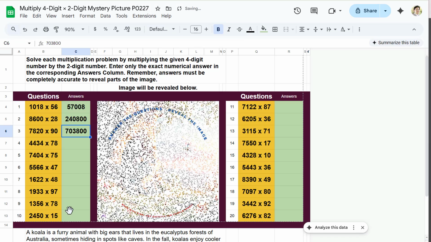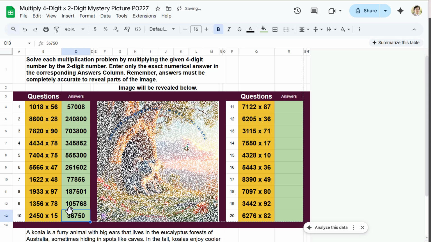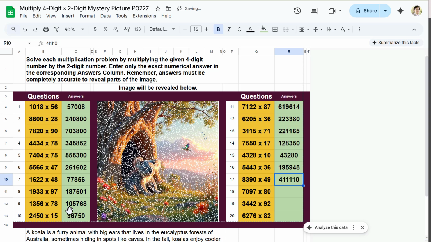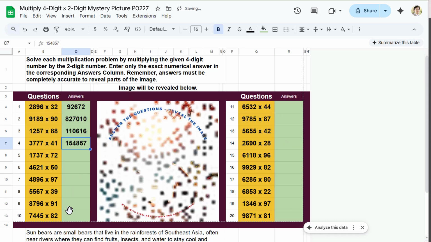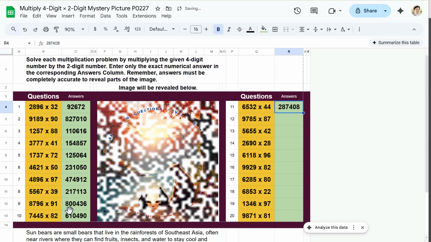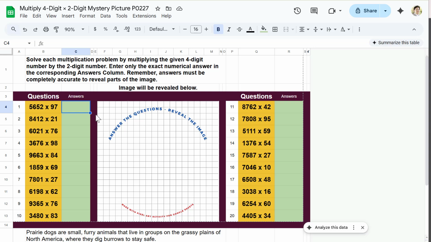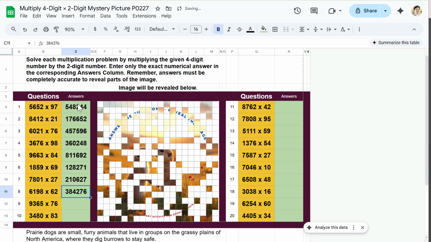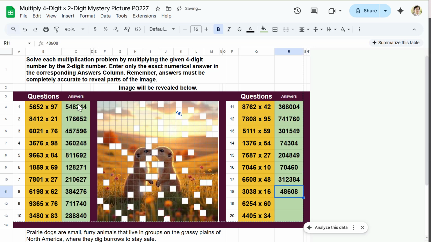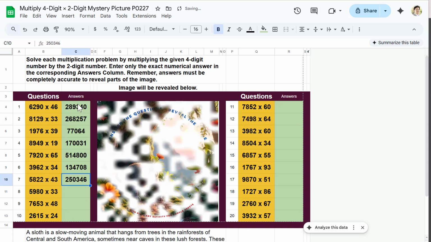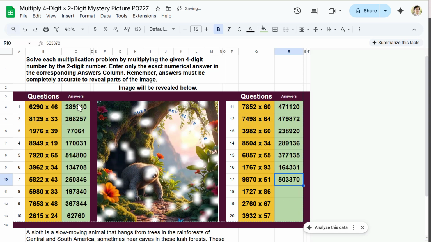What are mystery picture math worksheets? These interactive worksheets make practicing math skills fun. Students answer questions to reveal a hidden image bit by bit. Correct answers uncover the picture, providing instant feedback with minimal prep or grading time for teachers.